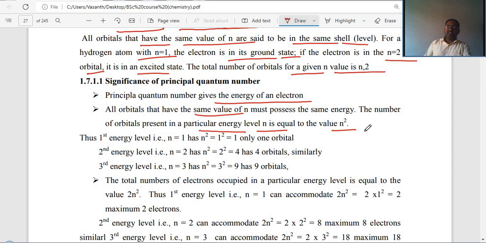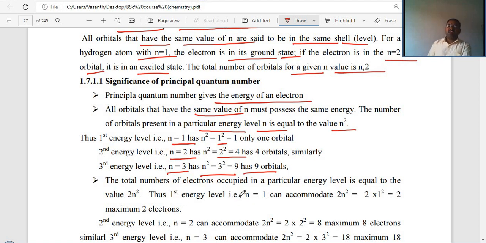What is the first energy level here? n equals 1, so n squared is equal to 1. Energy level 2, n is equal to 2, so n squared is 2 squared, which is equal to 4. The third energy level, n is equal to 3, has n squared equal to 9, so it has 9 orbitals.